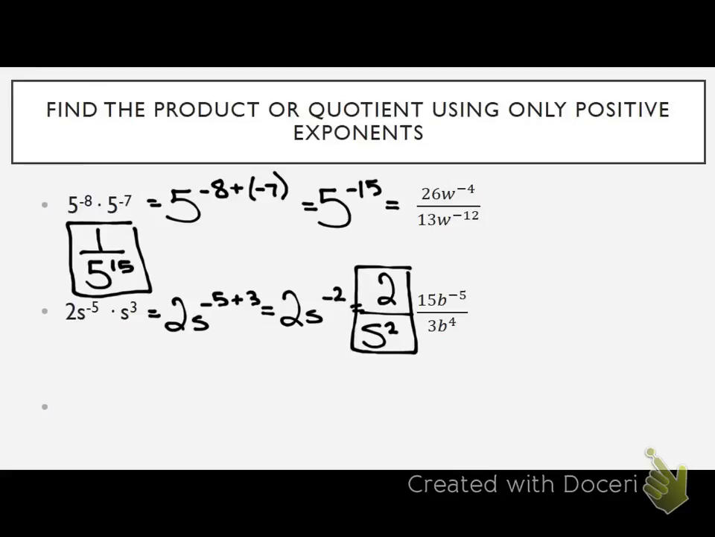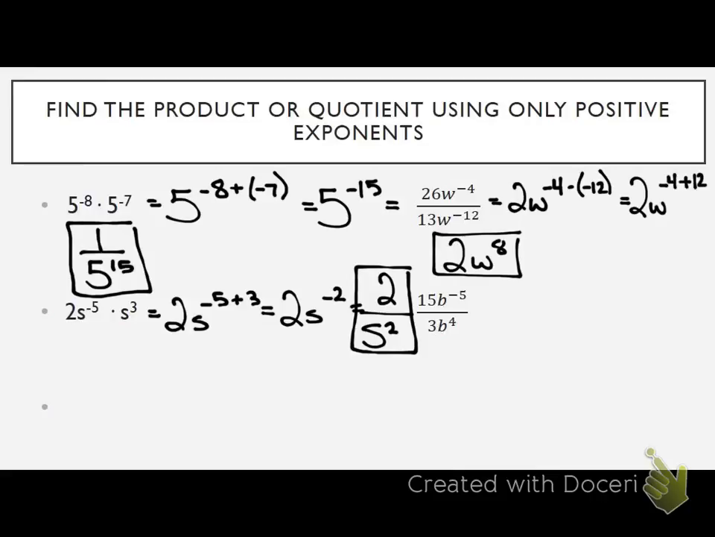Now on this one, what's 26 divided by 13? 2. To the negative 4th minus negative 12. You're subtracting what is already a negative in the denominator. Double negative changes to a positive, 2w to the 8th power. Okay, that's one of the tougher ones on your test tomorrow, is that double negative and catching it.